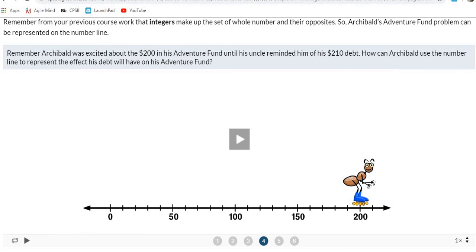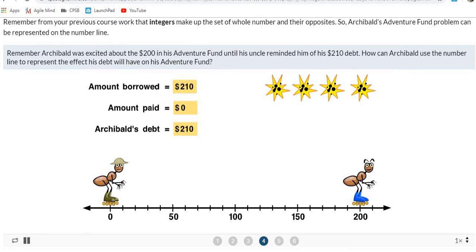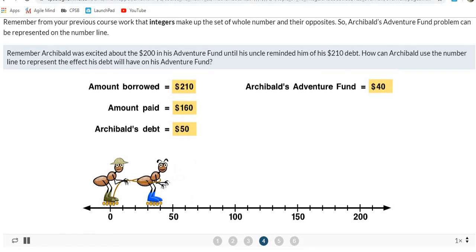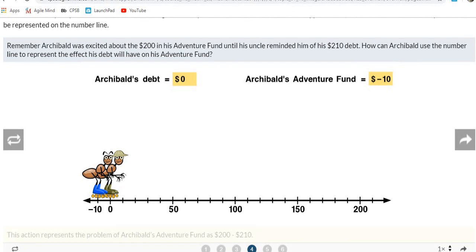Okay, back to Archie and his debt with his uncle. So if his uncle brought him back to what point? 0, right? And he still owed some money. Where could Archie be placed? Or where is he being placed? Behind. Negative 10. Why is he placed at negative 10? Because he still owes his uncle $10.